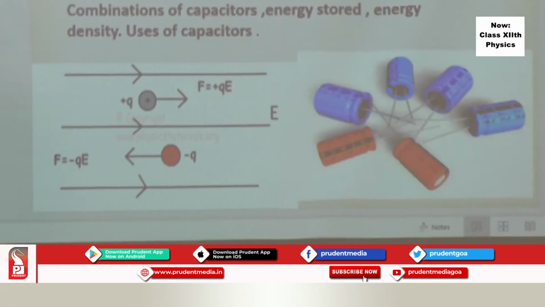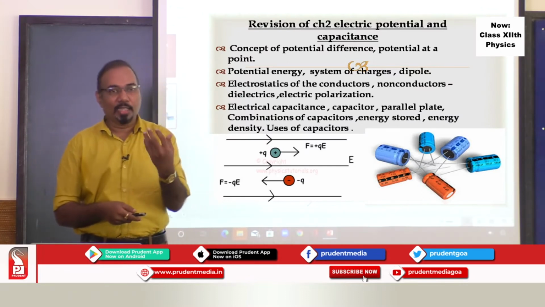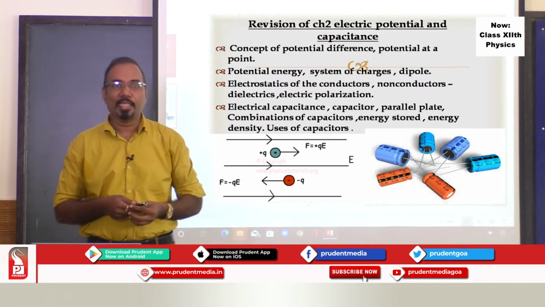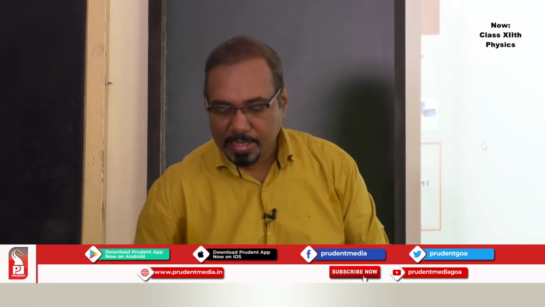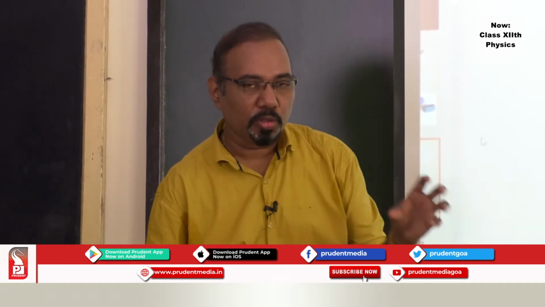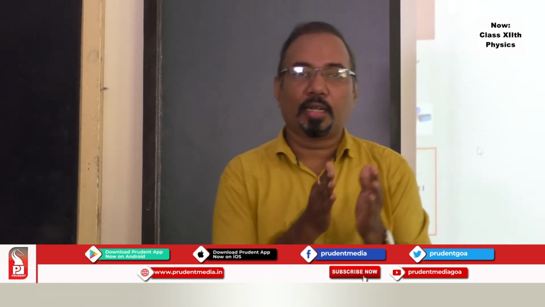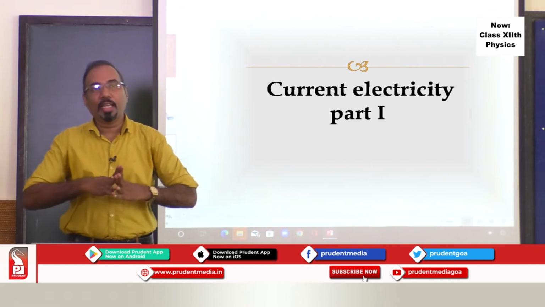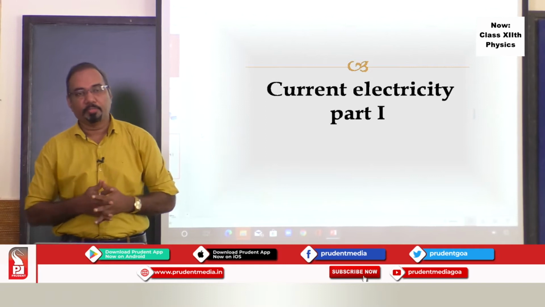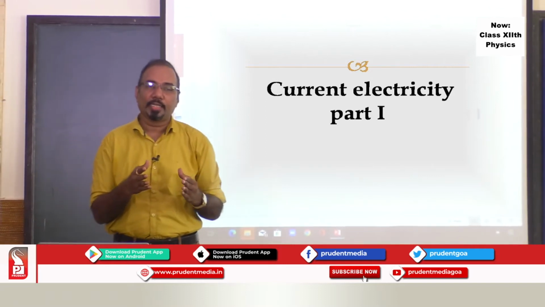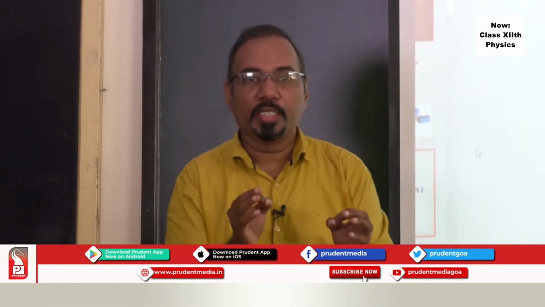Why am I telling you all this? Because this type of situation will help you understand the concept in chapter number 3, that is current electricity. Current electricity is a very important chapter. The first 2 chapters have concepts under the branch of physics called electrostatics, and current electricity is totally a different branch of physics. This chapter is the focal point of the 12th standard physics syllabus.